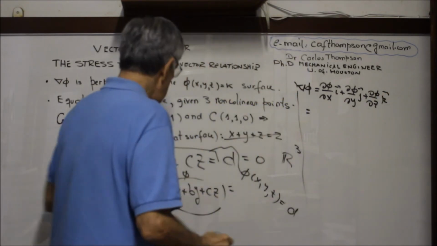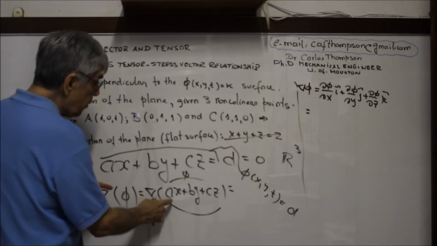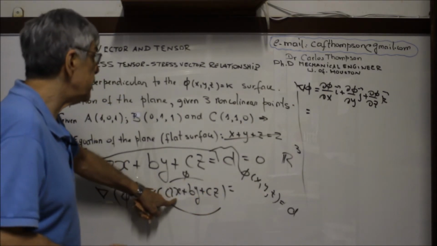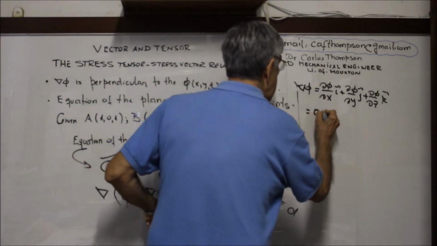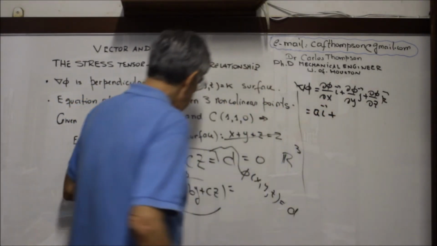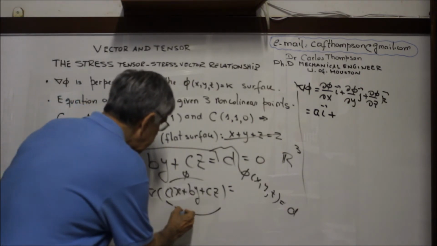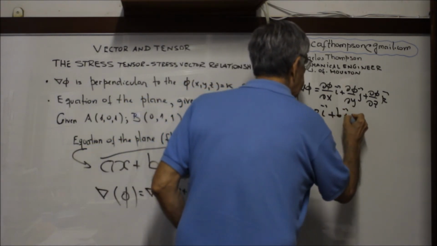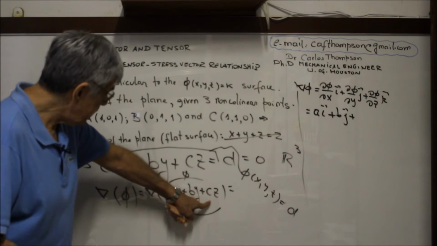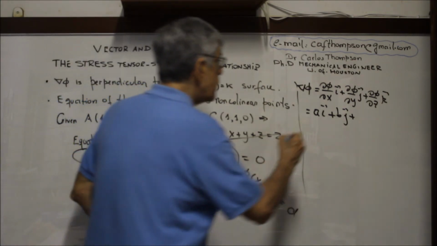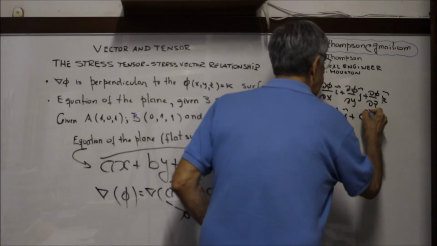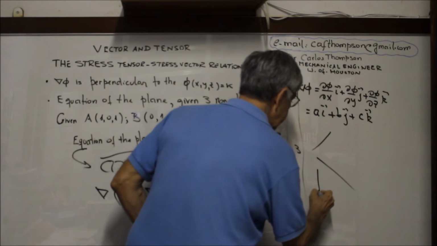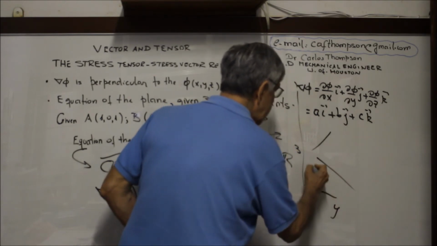This is equal. Now, let's obtain the derivative of ax plus by plus cz. The partial derivative will be a, so it will be ai, plus the partial derivative of phi with respect to y, which is bj, plus the partial derivative of phi with respect to z, which is ck.